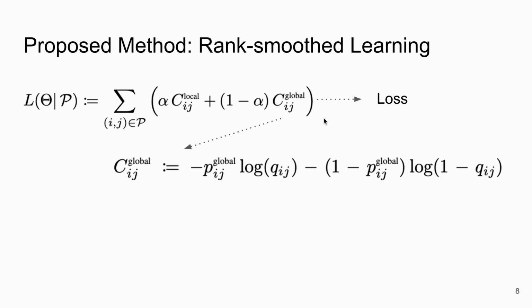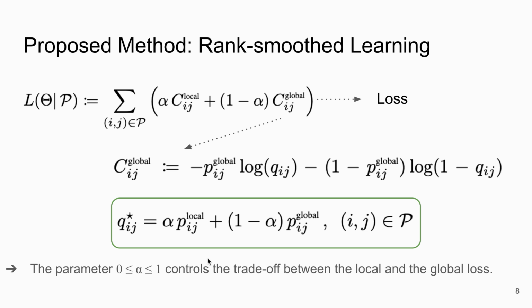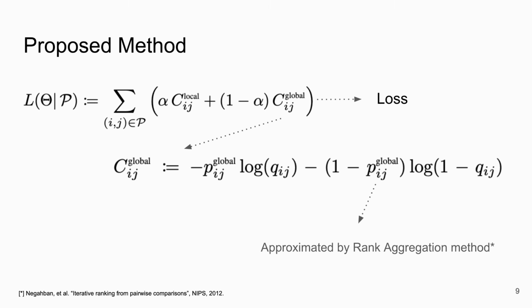If we expand our training loss, we can see that the net effect of combining the two cross-entropy terms is that we are smoothing the local empiricals with approximated global empiricals. The parameter alpha controls the trade-off between the local and the global loss in our training loss. Next, we discuss the rank aggregation method for obtaining the global empirical probabilities.